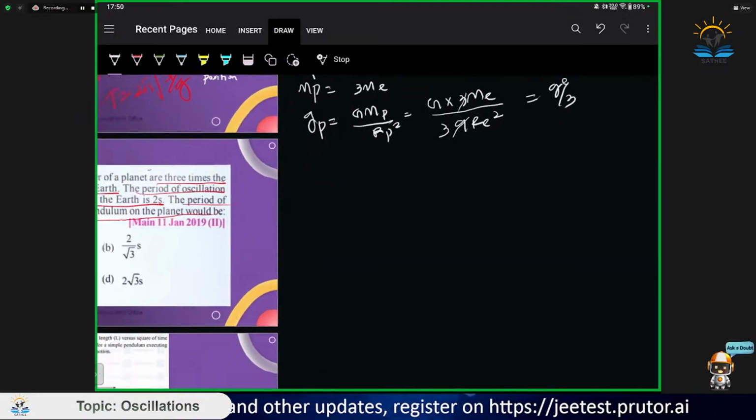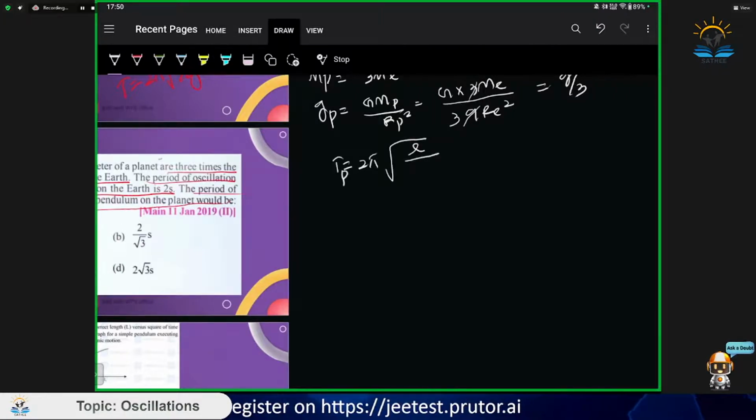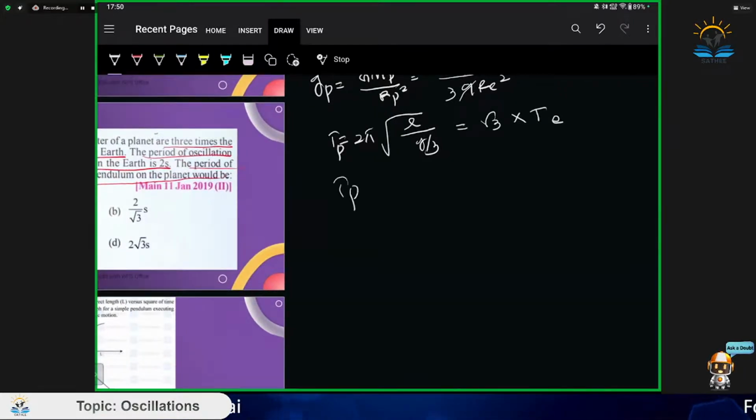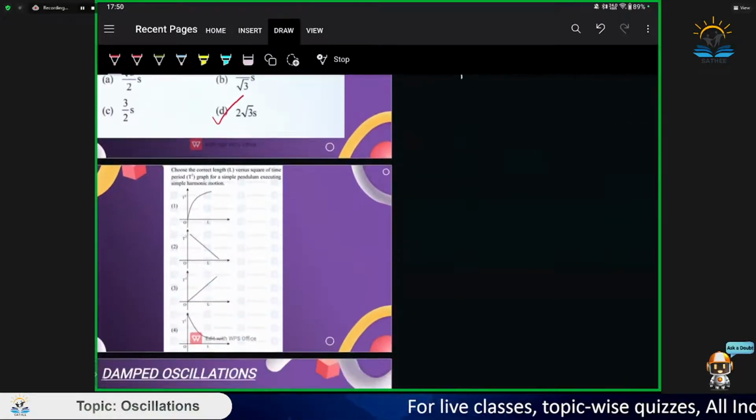So we know the equation of time period. T_P will be 2 pi into root of L by g effective, L by g by 3, or root 3 into the time period of Earth. So the time period of the planet will be root 3 into the time period on Earth, which is 2 seconds. So 2 root 3 seconds will be the correct answer. Very simple question, right? So option D will be the correct answer, 2 into root 3.